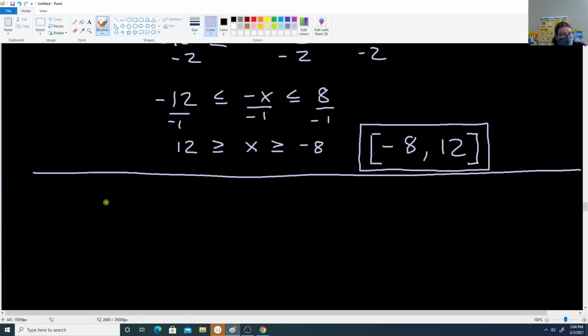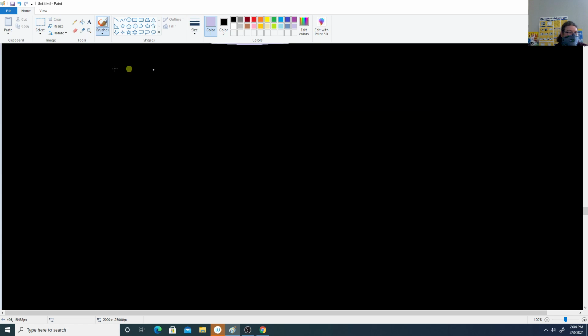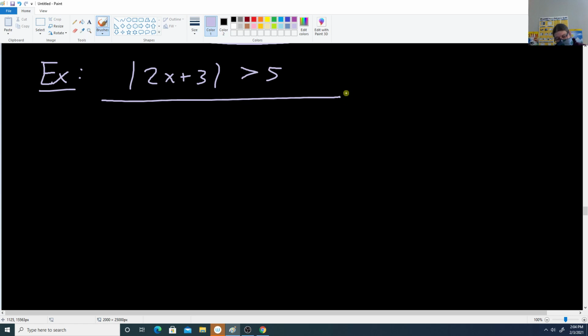So the final case will be what happens when you have a greater than instead of a less than. What if we had absolute value of 2x plus 3 is greater than 5? So what we do here is this is going to split into two cases. We get 2x plus 3 is greater than 5, or we get 2x plus 3 is less than negative 5.